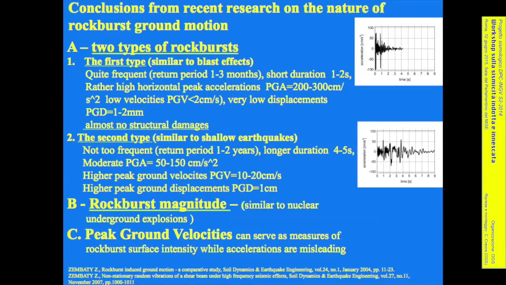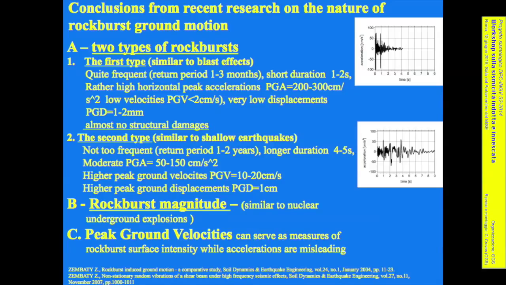So we did some research on these rock bursts and what we found for the copper mine rock bursts. There are two types of them. First type are similar to blast effects. They have frequent return periods, 1 to 3 months, short duration, as was said before, 1 to 2 seconds. The accelerations could be 300 centimeters per square second. So when they open a book of seismic engineering, they are really terribly alarmed, but the velocities could be 2 centimeters per second. So this is incomparable.